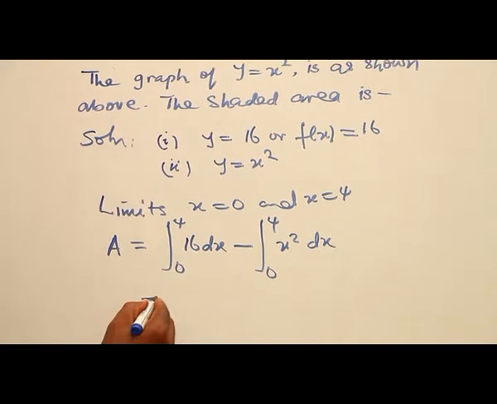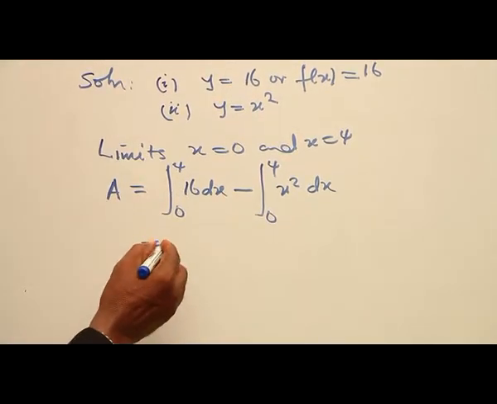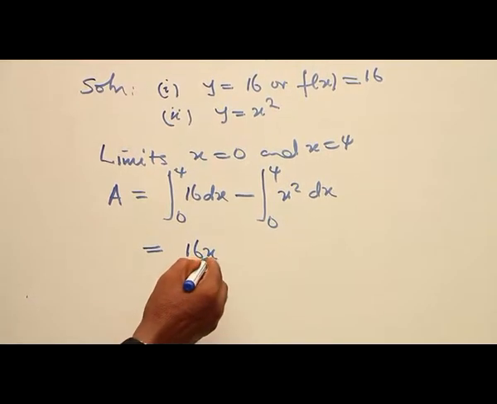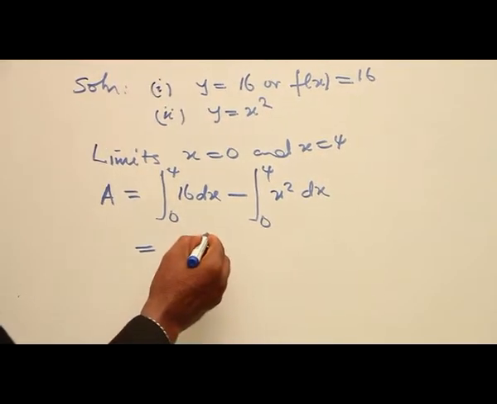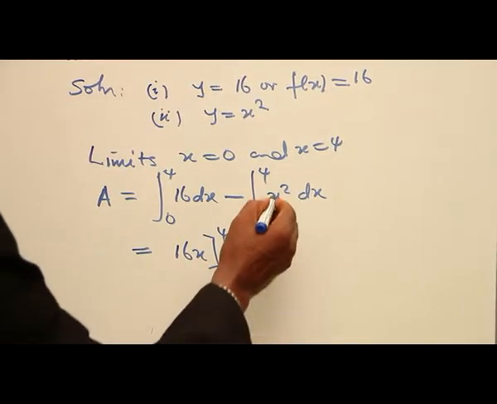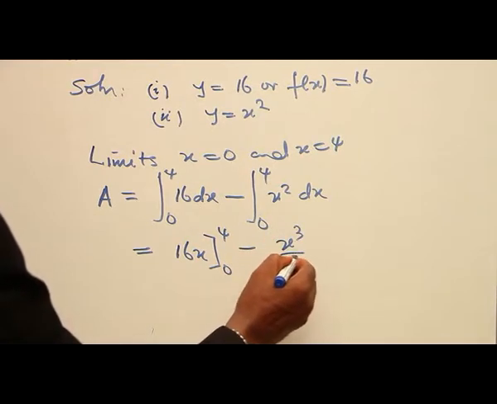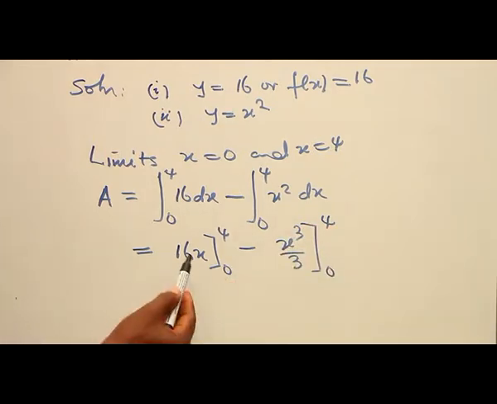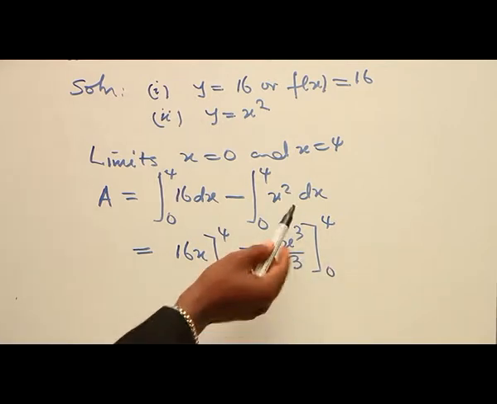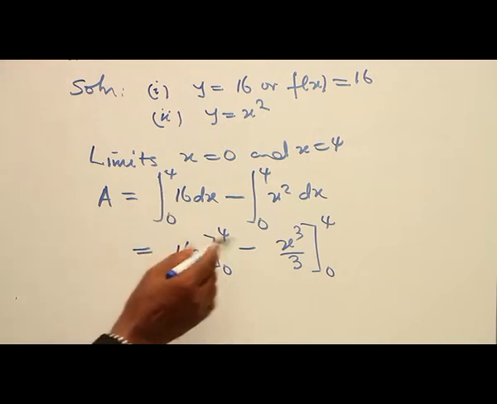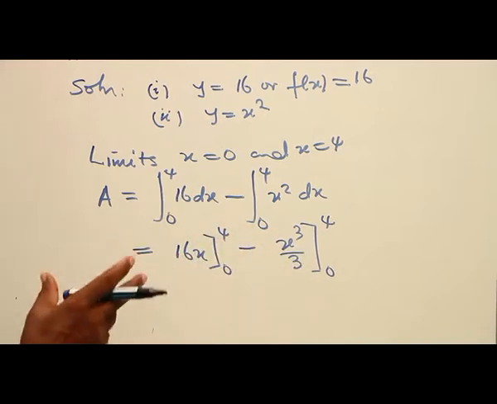Now, let's integrate this. If you integrate 16 ds, you get 16s, evaluated from 0 to 4, minus, integrating this, you have s cubed all over 3, and we evaluate this also from 0 to 4. Although if we say 16s minus s cubed over 3, all evaluated between 0 and 4, we also have the same result. But to be on the safe side, we are taking them one by one so as to avoid a possible error.